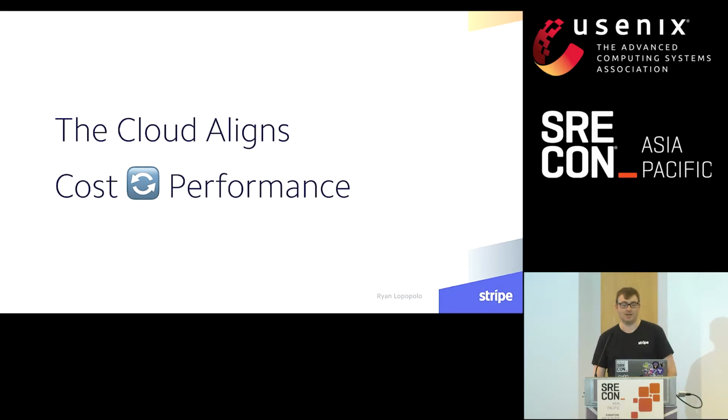The central thesis here is that in the cloud, cost and performance are aligned. All the resources that we buy in the cloud are metered, so we can choose how much performance and how much cost we spend in order to make our application run smoothly.